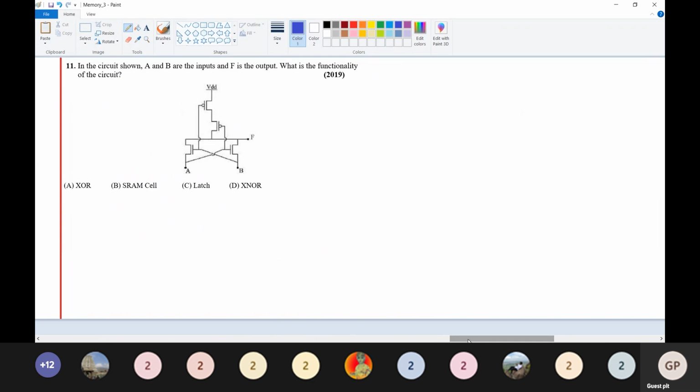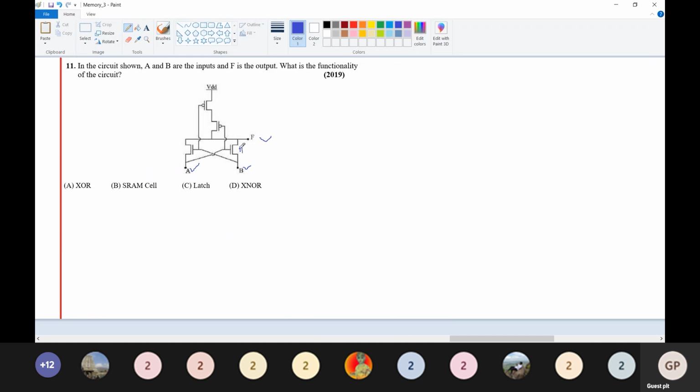Now, in the circuit shown, A and B are the inputs and F is the output. So what is the functionality of this circuit? What logic function is it going to implement? In order to find the answer, I will label the transistors for your understanding as T1 and T2.